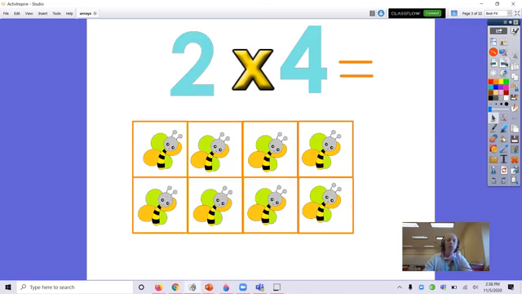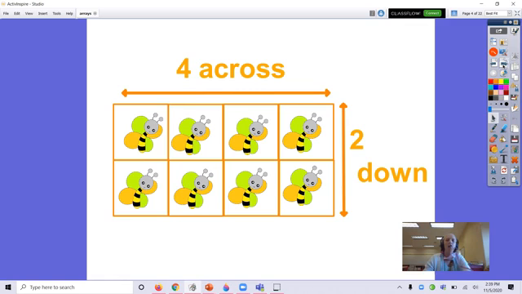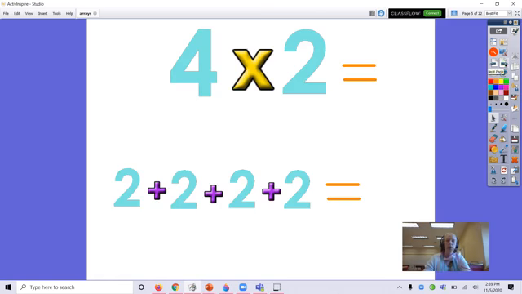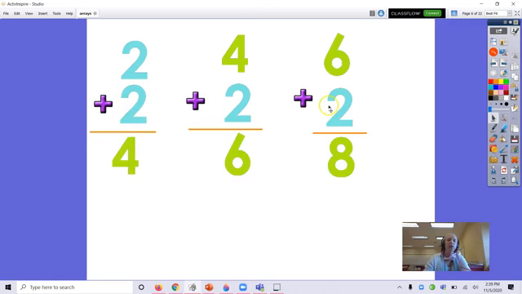I can also flip my factors around and do 2 times 4, which is telling me to go down 2 and 4 across, and I would still get the same product of 8. If I were to use repeated addition using the factors of 2 times 4, I would use the factor of 2 and add it together 4 times. It would look like this.